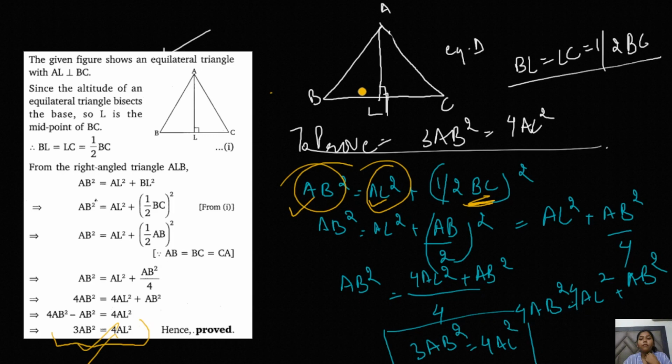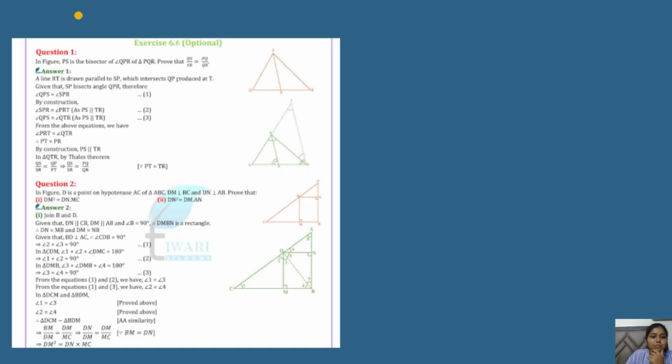Let's move ahead with the last question of this particular chapter, triangles. Right, so basically the question is like this. PS is the bisector. Now, a bisector is a term which just bisects the given line into equal halves, of angle. It is given the bisector of angle QPR. Angle QPR is like this, so this is the bisector of this angle. It means angle QPS is equal to angle RPS. Prove that QS by SR is equal to PQ by QR.